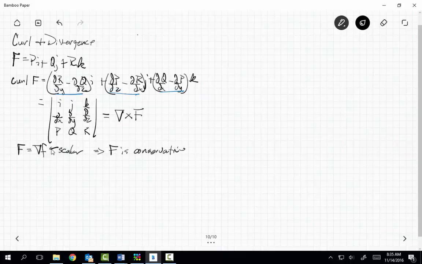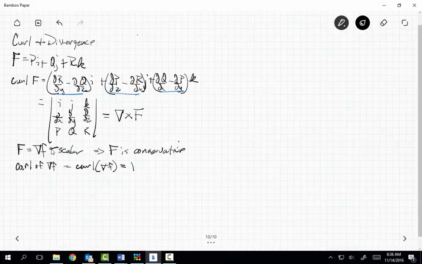Conservative. Now, I want to show you something that's pretty cool here. If I take the curl of a conservative vector field, what happens? In other words, the curl of the gradient of f. The way you write this is curl of gradient f. What does that turn into?